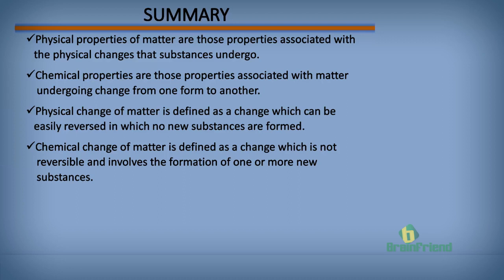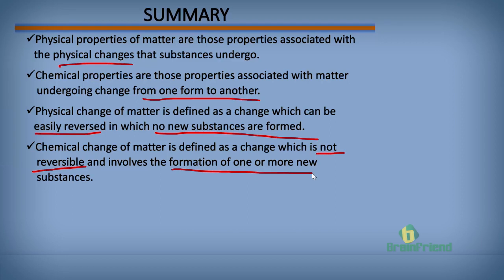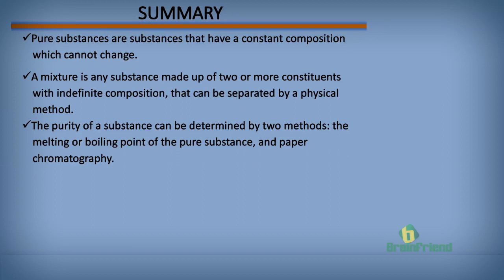Now, we'll take a quick summary. We said that physical properties of matter are those properties associated with the physical changes that substances undergo. We said that chemical properties are those properties associated with matter undergoing change from one form to another. Then we looked at the physical and chemical changes of matter. Physical change of matter is defined as a change which can be easily reversed, in which no new substances are formed. Chemical change of matter is defined as a change which is not reversible and involves the formation of one or more new substances. We say that pure substances are substances that have a constant composition which cannot change.